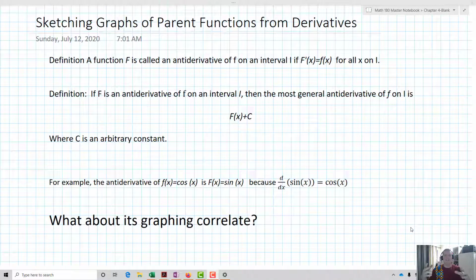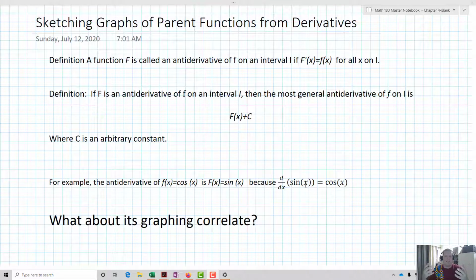Basically this is the idea that we're going to reverse the process of taking the derivative, and this is going to be the foundation for taking the integral. So for example, the antiderivative of little f of x equals cosine x is big F of x equals sine x, because the derivative of sine x equals cosine x. So if we reverse the operation of taking the derivative, we go from cosine x back to sine x.